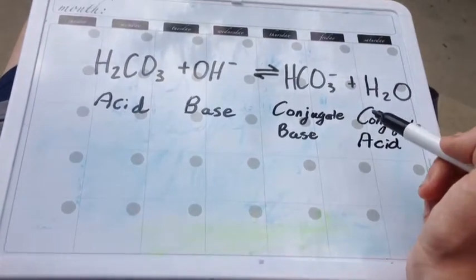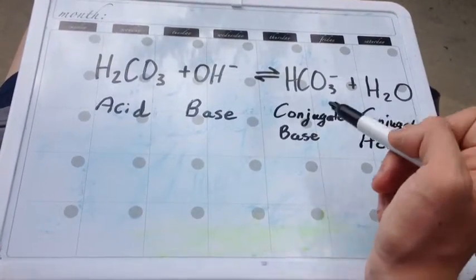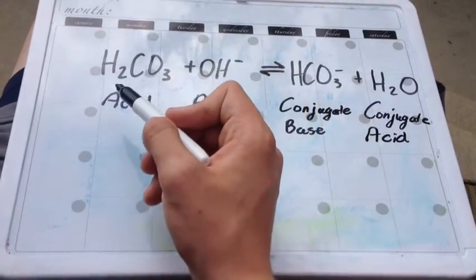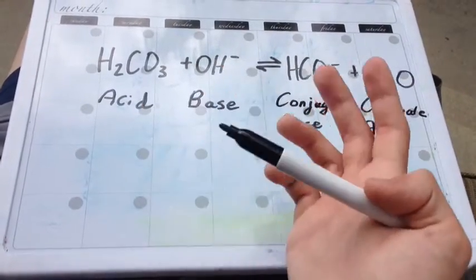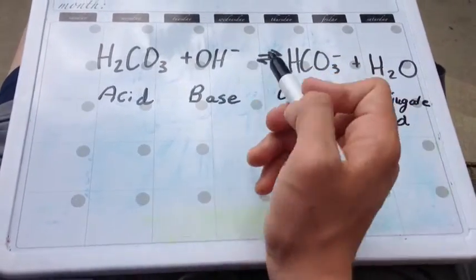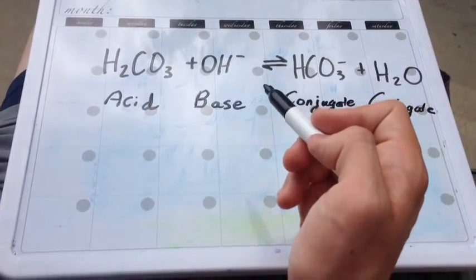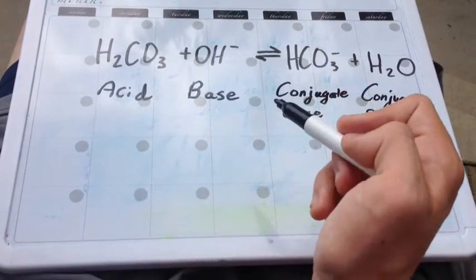Because it's accepting a hydrogen, and that's donating a hydrogen, so that one has 2. It's equilibrium. It goes back and forth. That's why there's 2 arrows rather than 1. 1 would mean that it's already at equilibrium, and it's not.